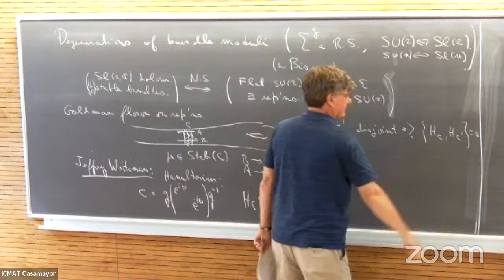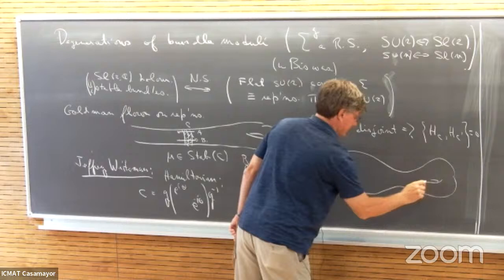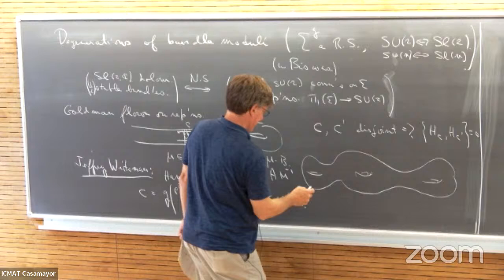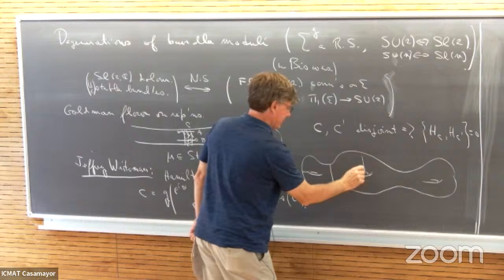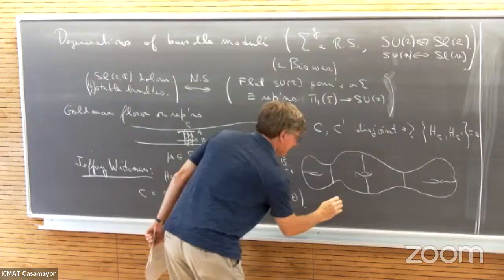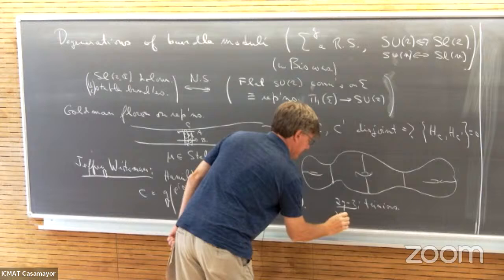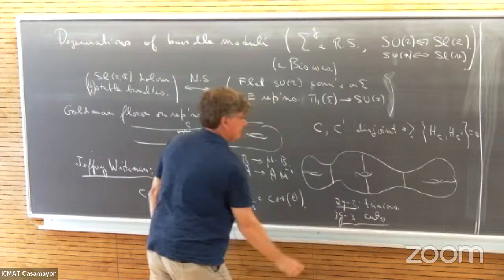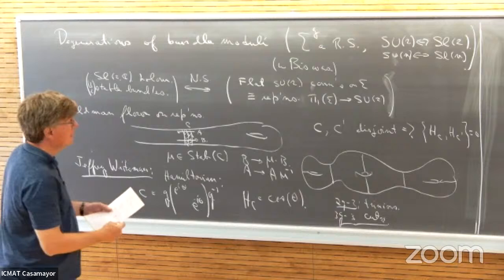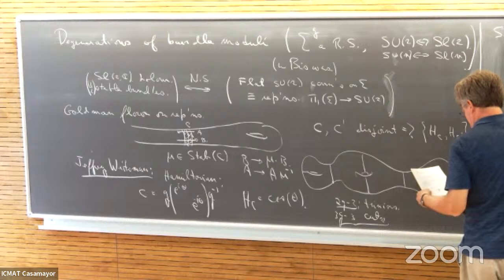Now, if you're given a Riemann surface of genus g, you'll get 2g minus 2 pairs of pants, and 3g minus 3 cuts. And for SU2, the moduli space is 6g minus 6 dimensional.